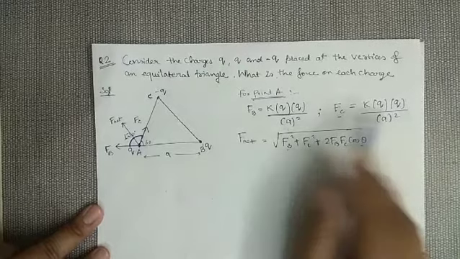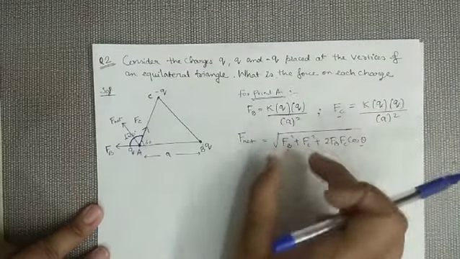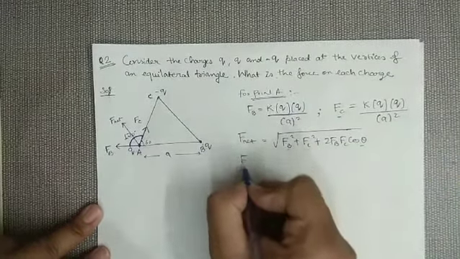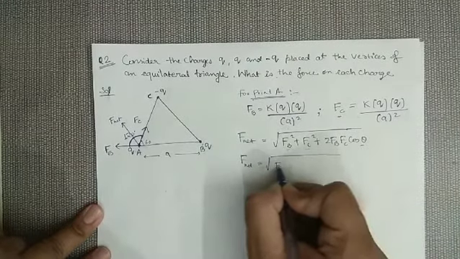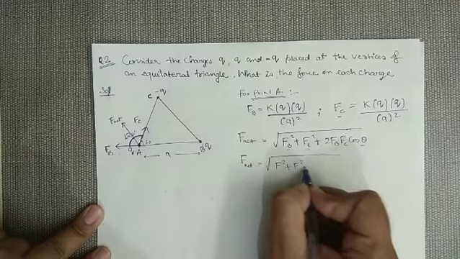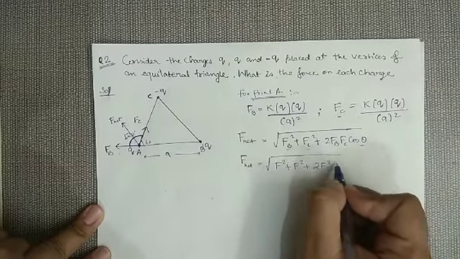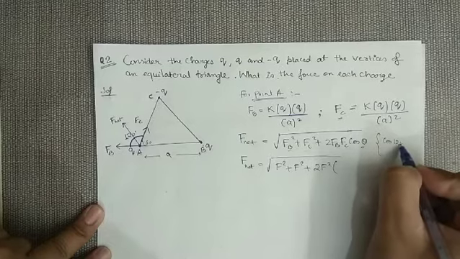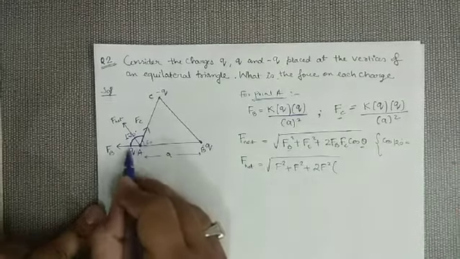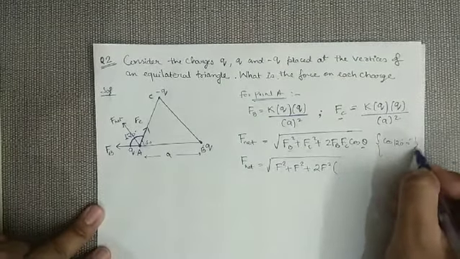FB and FC are both equal in magnitude, so no need to write them two times. We can just replace it here as F square plus F square plus 2 times F square, and I think you must remember the value of cos 120, because here theta is 120, so cos 120 is minus half.